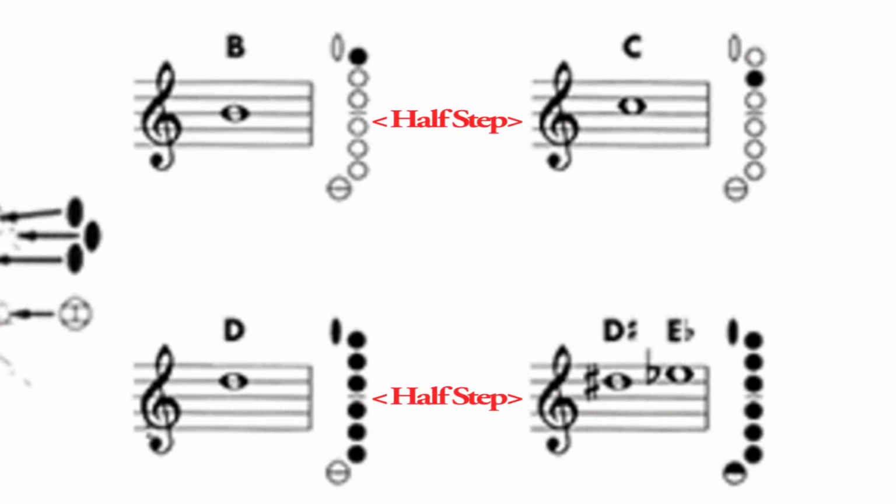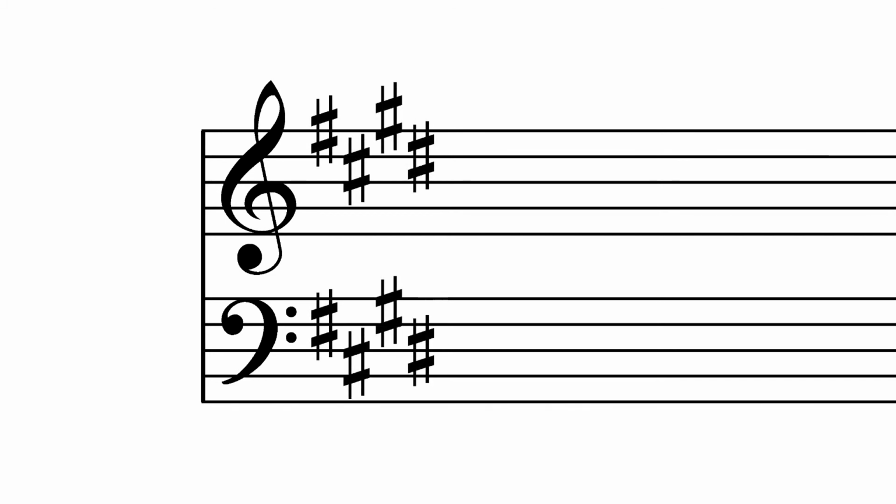As an example, let's consider the key of E. The key of E has 4 sharps. They are F, C, G, and D. 1/2 step after D, which is the last sharp in the key of E, happens to be E, which is the name of the key that we are in.